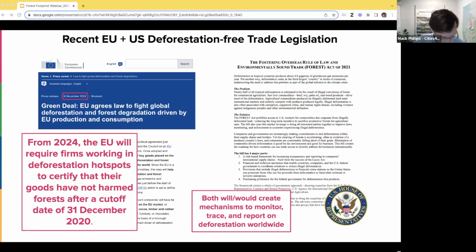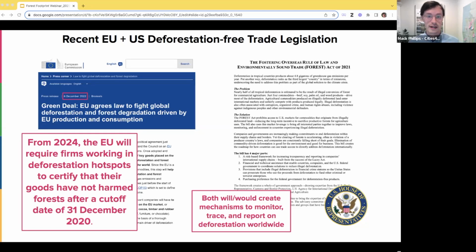And this is really a critical component of the footprint that this actually addresses. So for those of you who aren't aware of what's going on with EUDR, essentially this is a ban on the import of goods associated with tropical deforestation into the EU. That is set to take full effect in 2024.